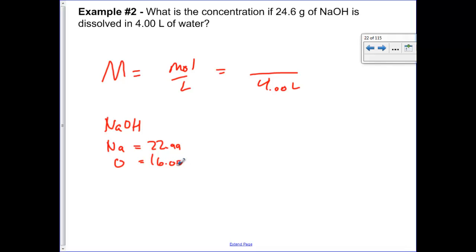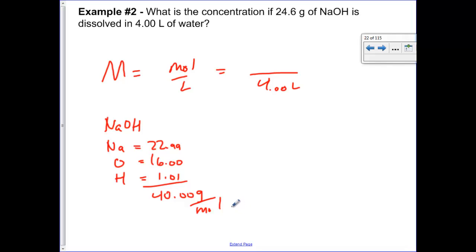Oxygen is 16.00. And hydrogen is 1.01. Sodium hydroxide is one of the most useful chemicals to work with when it comes to molar mass because the number is exactly 40. It's actually 40.00 though, because all of these had 2 decimal places. So even though your calculator is going to say 40, it's 40.00. And it's that many grams in a mole.